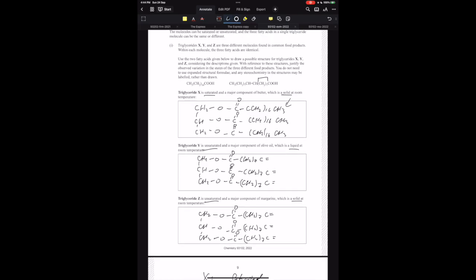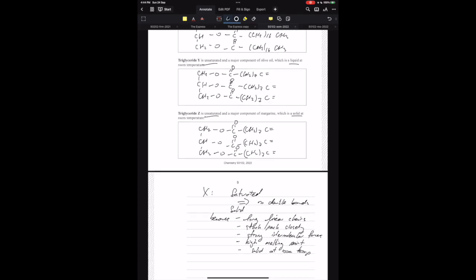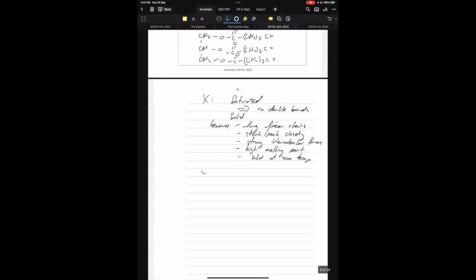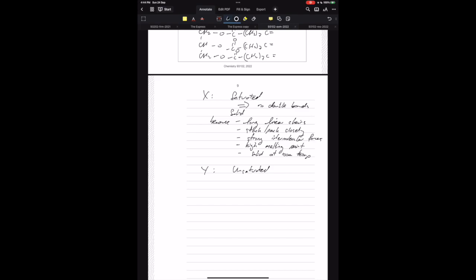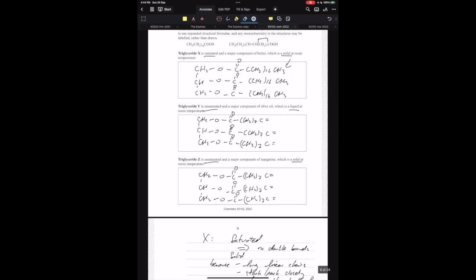And we're trying to figure out which one's cis and which one's trans. And the justification for this is quite simple. We know Y is unsaturated. So that's the first justification point. And the second, therefore there are double bonds. The second justification point is quite simple. We know Y is a liquid.